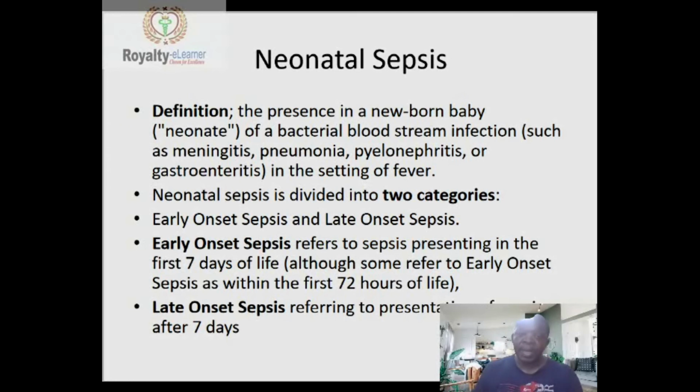So neonatal sepsis is a bacterial infection that may affect the newborn, and it may be meningitis, pneumonia, pyelonephritis, or gastroenteritis that will cause the temperature to rise. Neonatal sepsis is divided into two: early onset, less than 7 days, or 72 hours, and late onset, which is after 7 days.